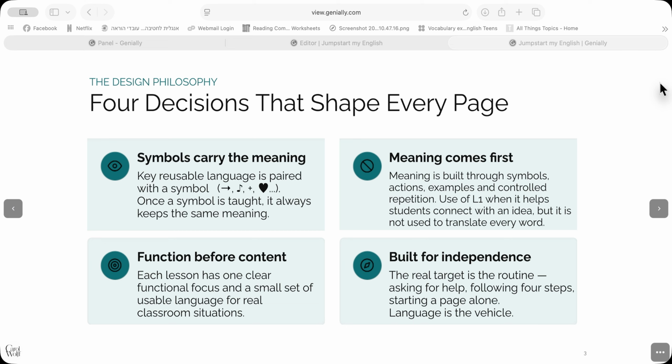Second, we build meaning through oral modeling, symbols, actions, and examples. We can use a little L1 support if it genuinely helps, but we do not want to translate everything. Third, we teach language to students that they can use in real classroom situations. Finally, the routines gradually prepare students to work more independently.